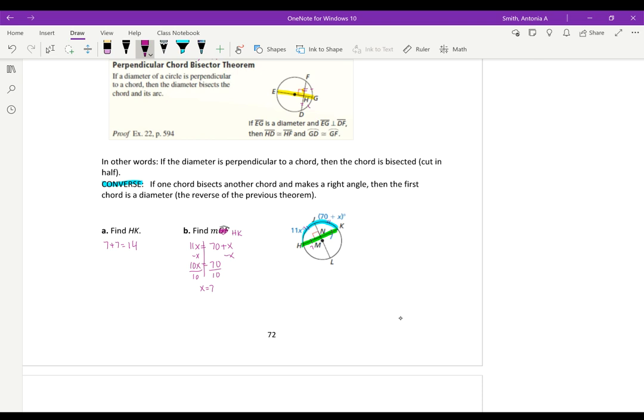So the reason I needed to figure out what x was is so I could plug it back in and find the total length of this arc. Okay. So now this piece, instead of being 11x, is 11 times 7, which is 77. And this up here is now 70 plus 7, or 77. So the total measure of this arc is 77 plus 77, which is 154 degrees.